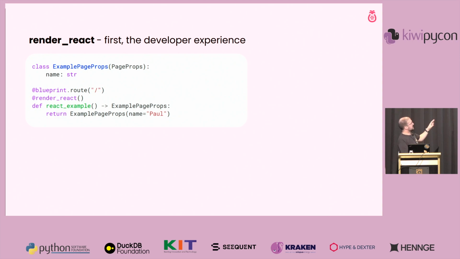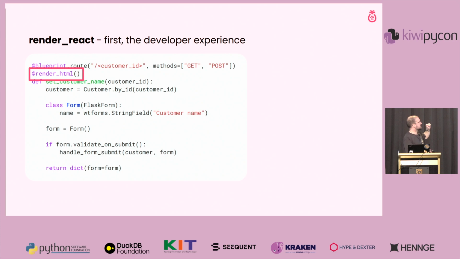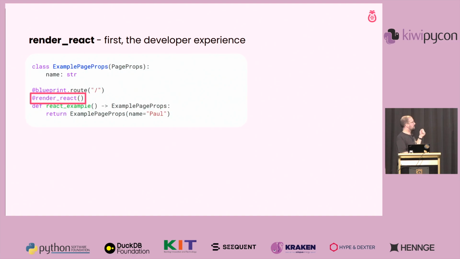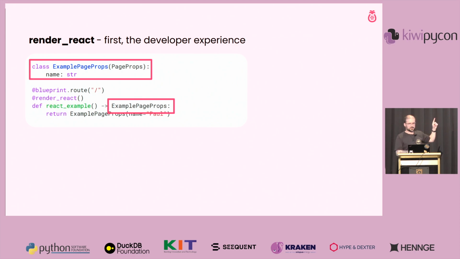There's a few cool things going on here that you may notice. The Render React decorator behaves exactly like the Render HTML decorator in the sense that it enforces particular templates to be in a particular place, but it does a little bit more as well. And it does stuff specifically around the return types and the input types of those view functions. This is returning a class called ExamplePageProps, which subclasses a PageProps class, which we just fill with a bunch of useful things.